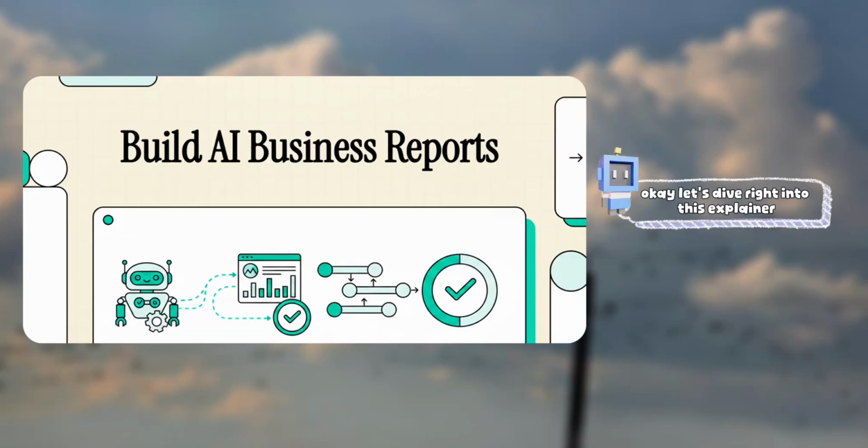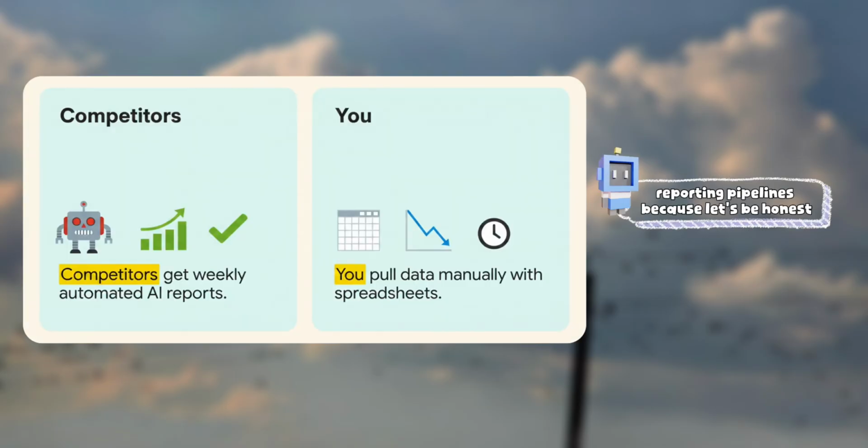Okay, let's dive right into this explainer and learn how to completely automate your business reporting in under 20 minutes, totally for free. We are finally moving away from those rigid, old-school data dashboards that just introduce massive delays into your decision-making. Instead, we're stepping right into the era of agentic reporting pipelines. Because let's be honest, there's a massive divide happening literally right now.